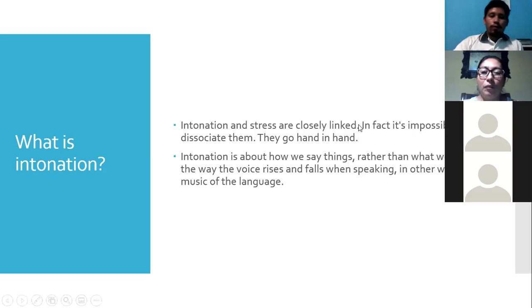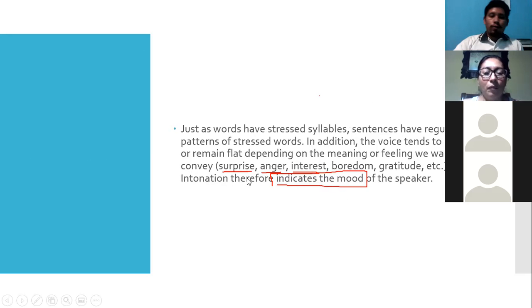Well, we're going to see some examples about it. And here I have an example of it. It says, just as words have stressed syllables, sentences have regular patterns of stressed words. In addition, the voice tends to rise, fall, or remain flat depending on the meaning or feeling that we want to convey. For instance, if I say something, the intonation that I give to that sentence could be for surprise, anger, interest, boredom, gratitude, etc.